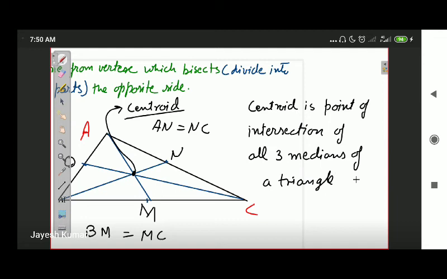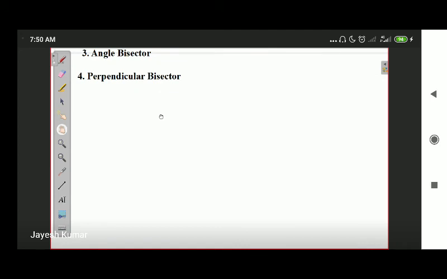Centroid is the point of intersection of all three medians of a triangle. Okay, let's move on. Next is angle bisector. Let me move perpendicular bisector a bit below. The fourth one we'll discuss is perpendicular bisector, but next one is angle bisector. Angle bisector you can gather easily.